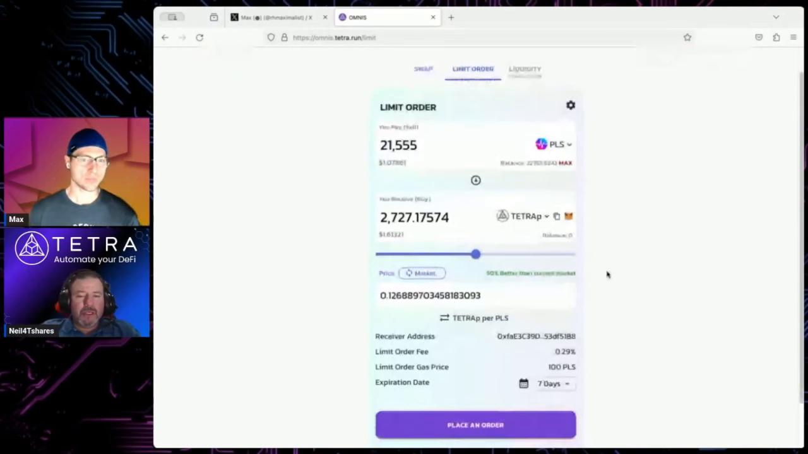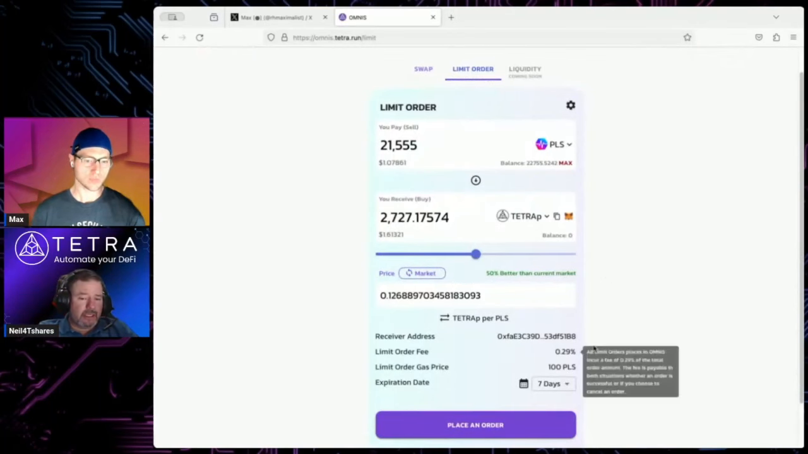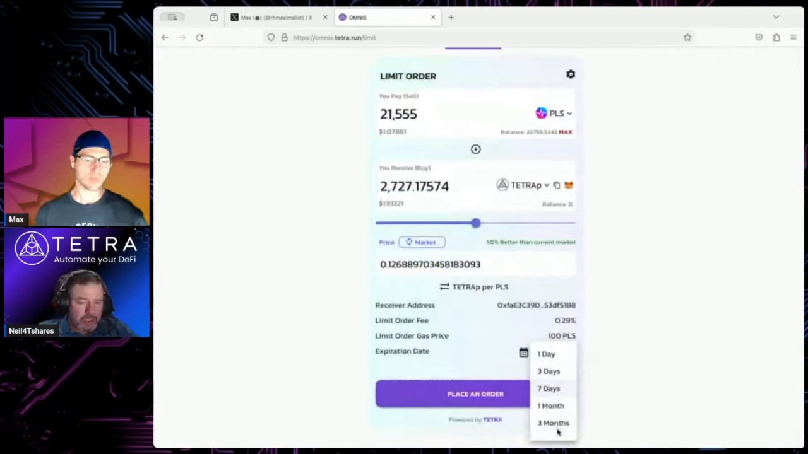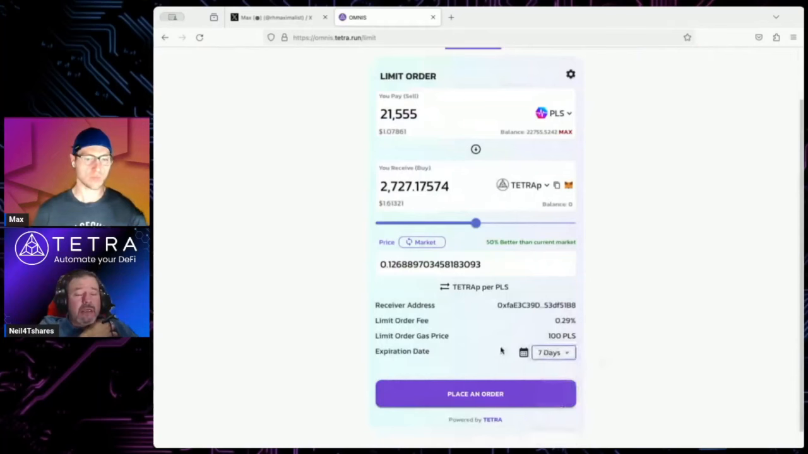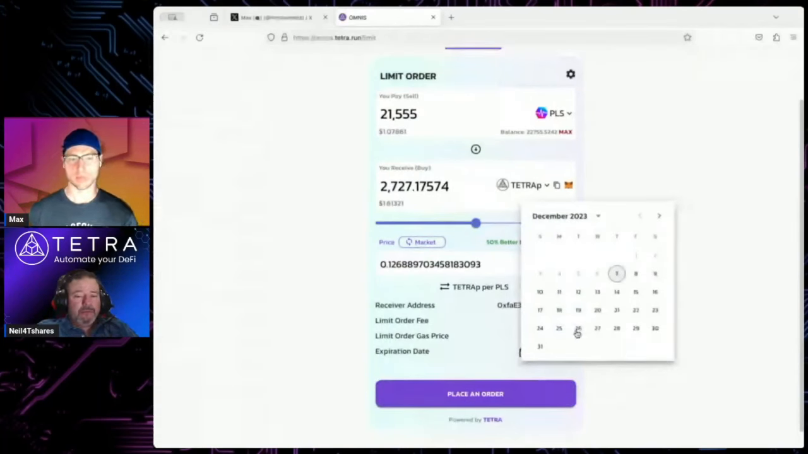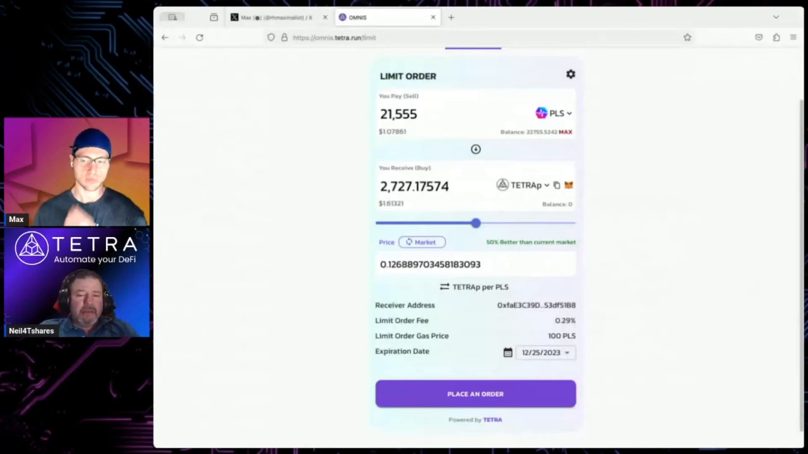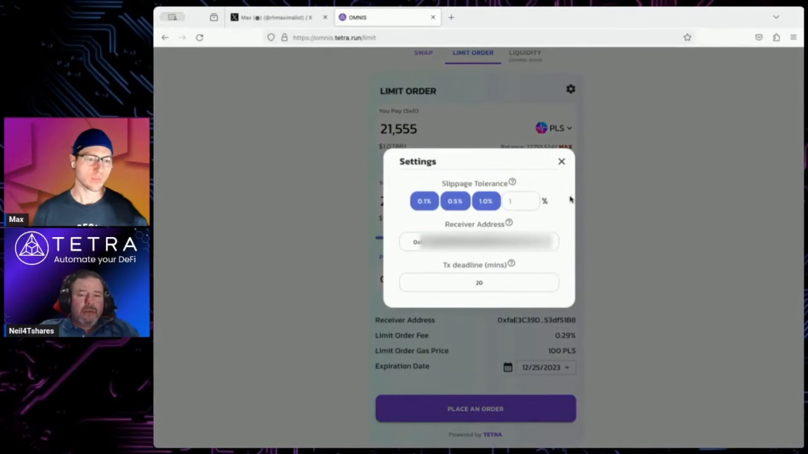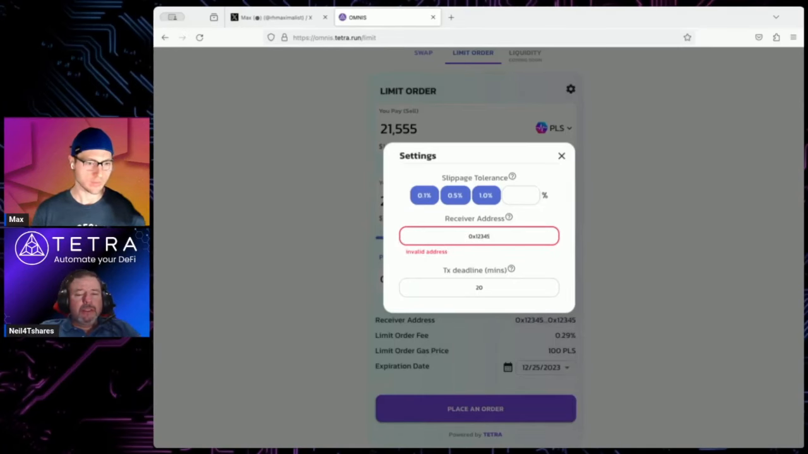And so you have that option. Then at the bottom, you can set your time frame, how long you want the order to be open. It says 7 days. You can pick your preset time, or you go to that calendar and pick a calendar day as well. Sweet. Those are customizable things you have. Now, again, at the top, that little gear, that's your slippage, which is very important to set. Right now, you have a 1% slippage set. You can set it to wherever you want manually, just type it in. And you can change your receiver address as well, just like in the swap. Yeah, all that can be done.